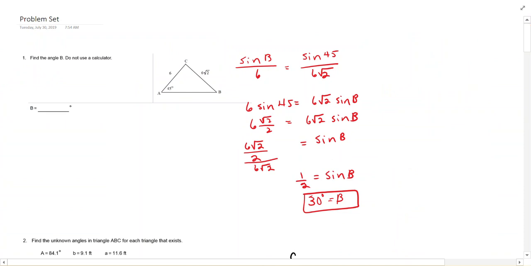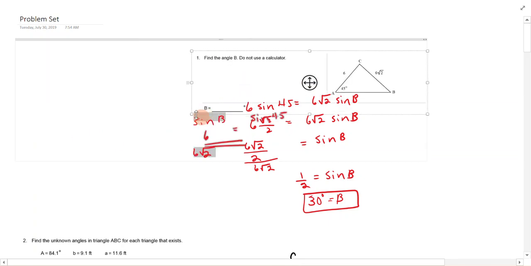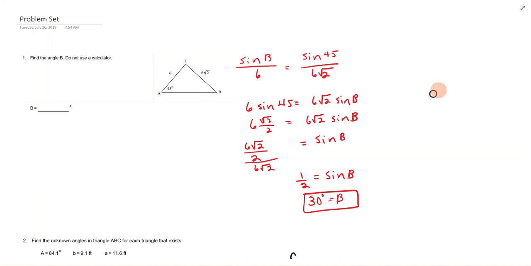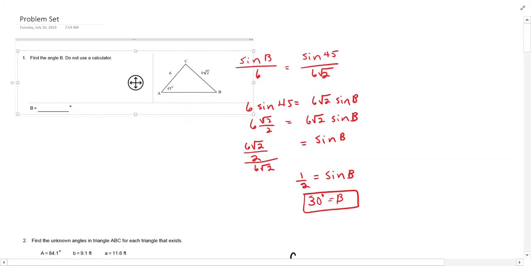Find angle B. Do not use a calculator. So we've gotten where we have one angle, we have a side opposite and a side over here. We can do the law of sines. There's not an issue here. So we can say sine of B over 6, because we're supposed to find B. We're supposed to find that angle there.